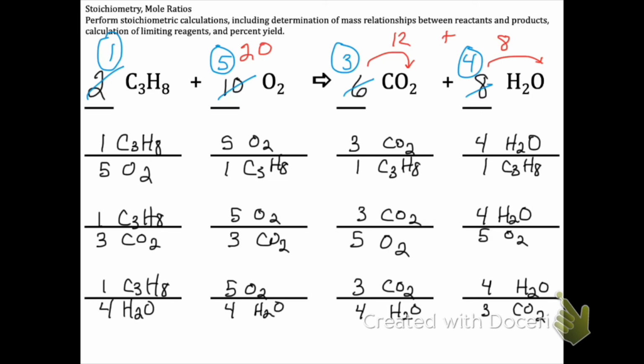So those numbers in the ratio come from the coefficients in the balanced equation, and they represent the relative number of moles of reactants and products. So 1 mole of C3H8 would need 5 moles of oxygen in order to completely combust. If I didn't have those ratios, I would have leftover reactants and I wouldn't form the full amount of products possible.